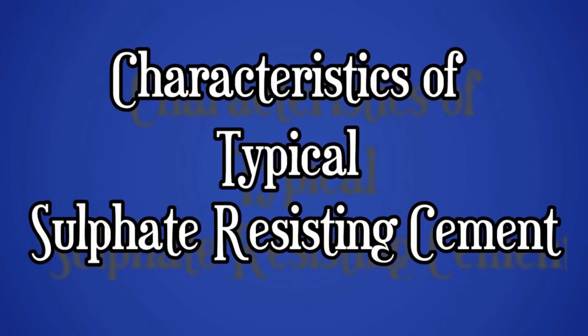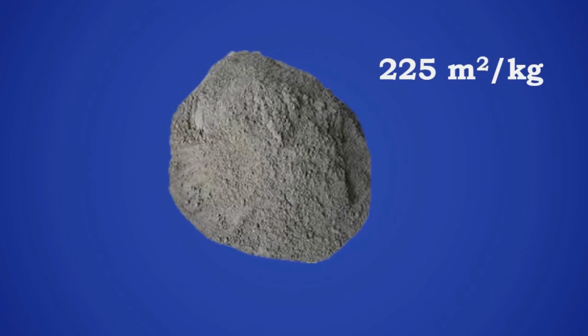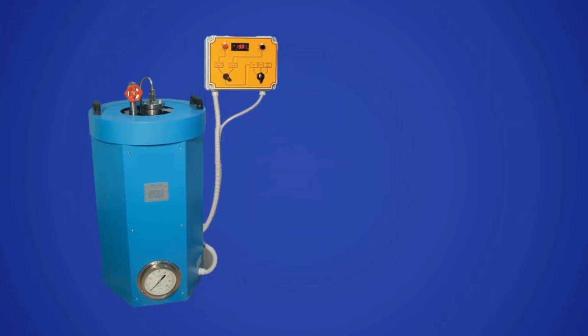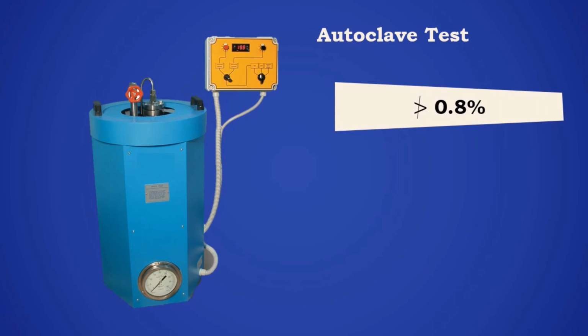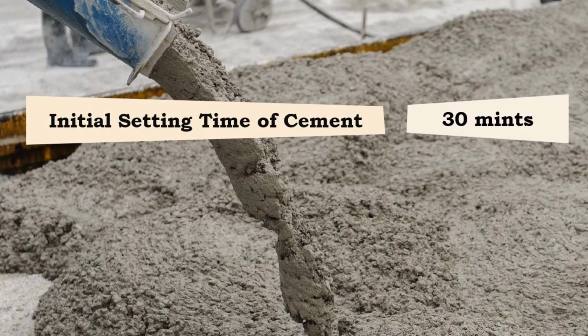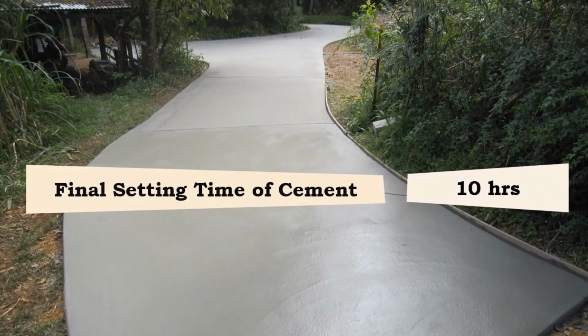Characteristics of typical sulfate-resisting cement. The fineness in terms of the specific surface should not be less than 225 meters square per kilogram. The cement should not have expansion more than 10 mm for the Le Chatelier test and 0.8% for the autoclave test. The initial setting time of the cement is 30 minutes. The final setting time of this cement is 10 hours.